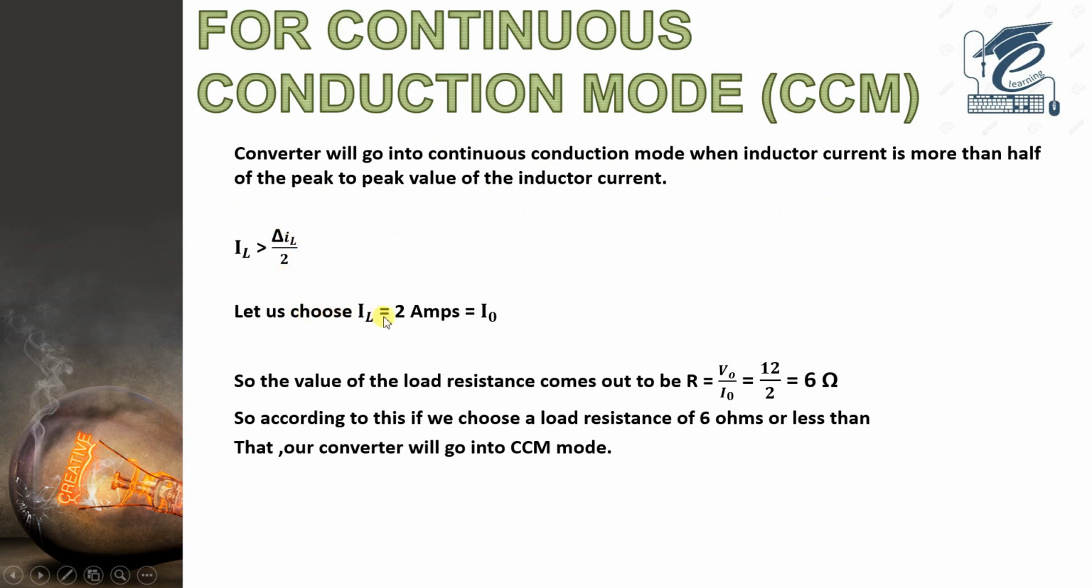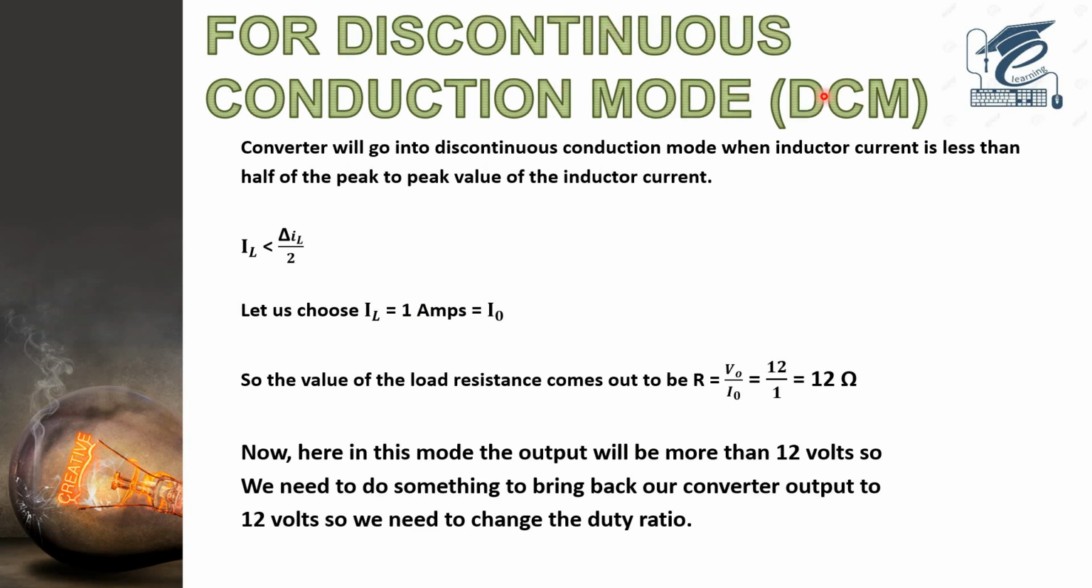So let us choose IL equal to 2 amps, which is also equal to I naught, the load current. So the value of the load resistance comes out to be V naught by I naught, that is load voltage divided by load current. As we all know, 12 volts is the load voltage and 2 amperes we have assumed as the load current. So it comes out to be 6 ohm. So according to this, if we choose a load resistance of 6 ohms or less than that, our converter will go into CCM.